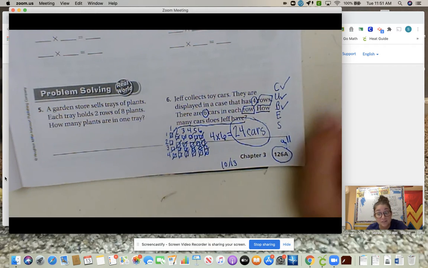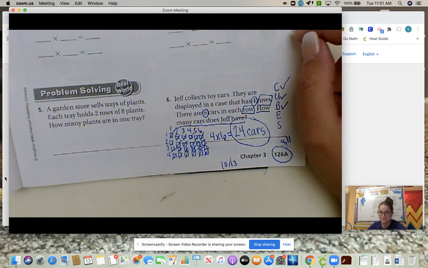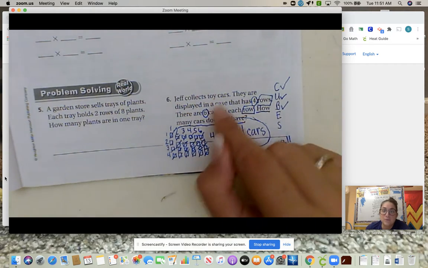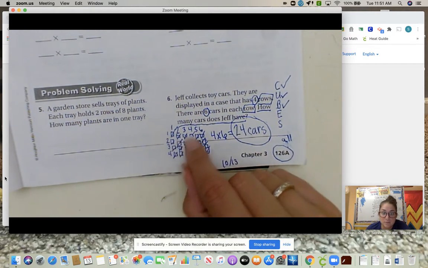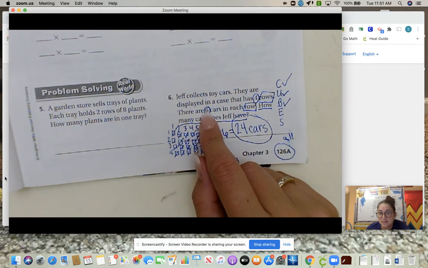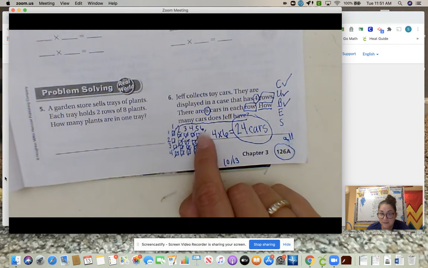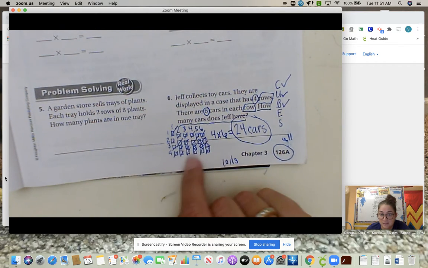Rows mean array. So we're going to draw an array. An array means multiplication. So we know we're going to multiply. So we have 4 rows. So we're going to draw 1, 2, 3, 4 rows. But how many columns do we have? 6, because there's 6 in each. So at the top, you can do 1, 2, 3, 4, 5, 6, and then fill in the rest of the boxes.